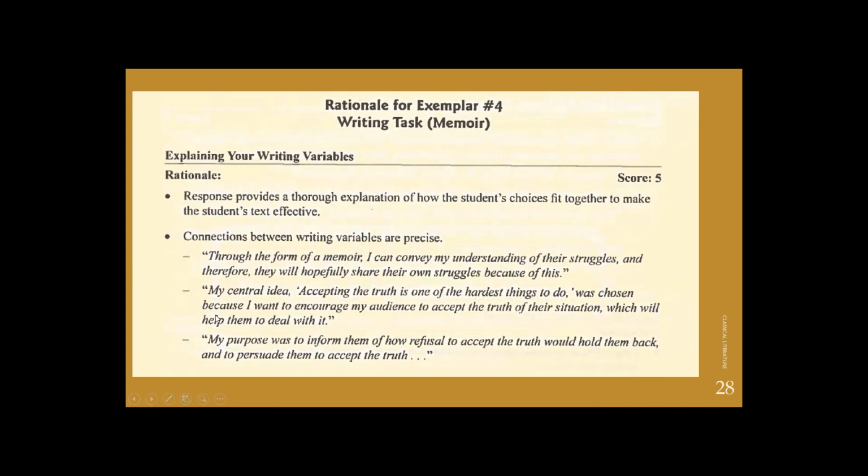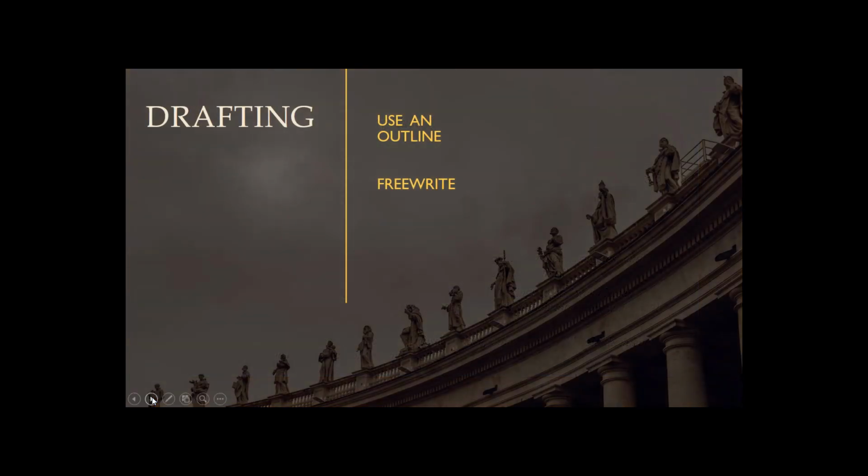They said it gave a thorough explanation of how the students' choices fit together, and they gave supports, right? Through the form of a memoir, I can. My central idea was chosen because my purpose would. So read over these examples. They're all posted there, and it gives you a better idea of what they're looking for. So the next thing is to draft it. You can use a template like the essay template. You can use an outline to make sure that you've got all the elements covered.